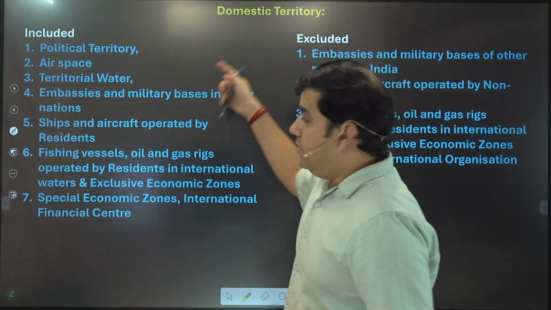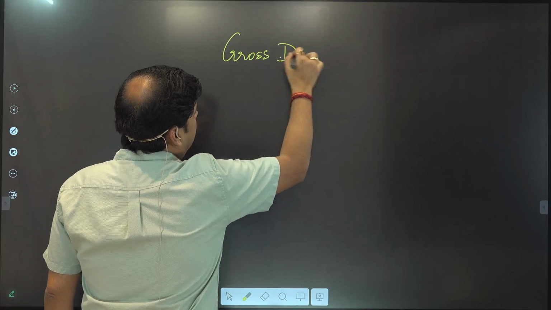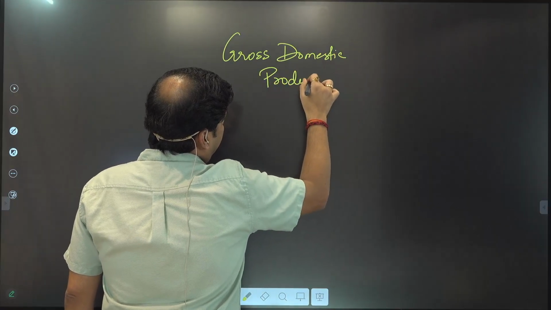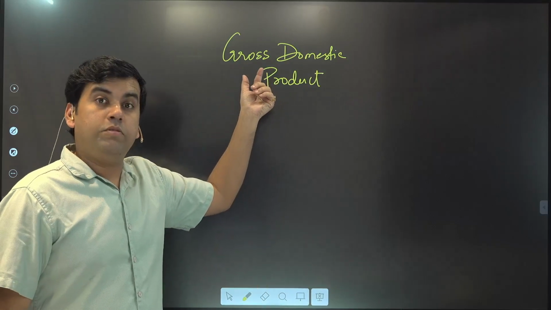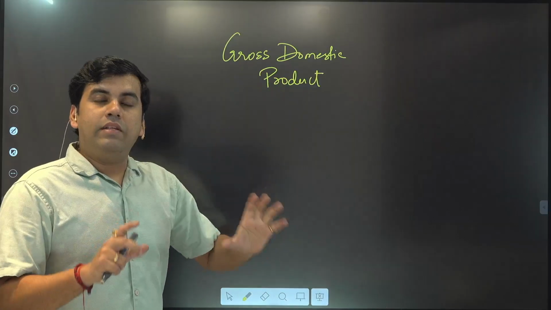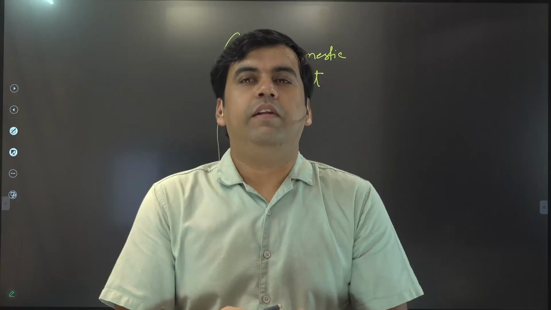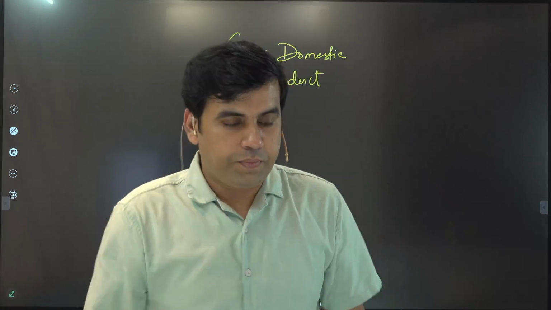Now the concept of domestic territory. In GDP, we write gross domestic product. Okay. Gross means includes everything. Gross and net. These are the two concepts. I'll give you the proper definition later on, but right now I'm not talking about that. I'm talking about domestic. Gross means including everything. Net means reducing or removing something. Gross means everything. Please understand this right now.